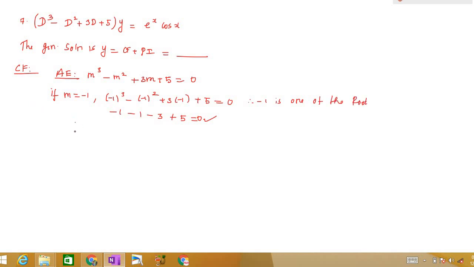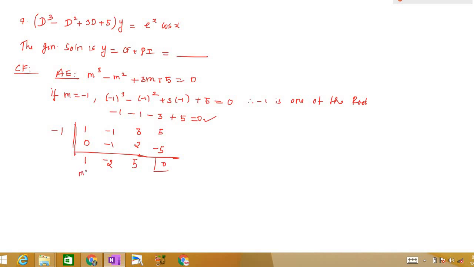So we can find the other two roots using the synthetic division method. The coefficients are 1, -1, 3 and 5. We have found that minus 1 is one root. First you have to start with 0. 1 plus 0 is 1. Minus 1 into 1 is minus 1. So minus 1 you have to add here, so it will be minus 2. You have to multiply here. Minus 1 into minus 2 is plus 2. 3 plus 2 is 5. Minus 1 into 5 is minus 5. So this will be 0.